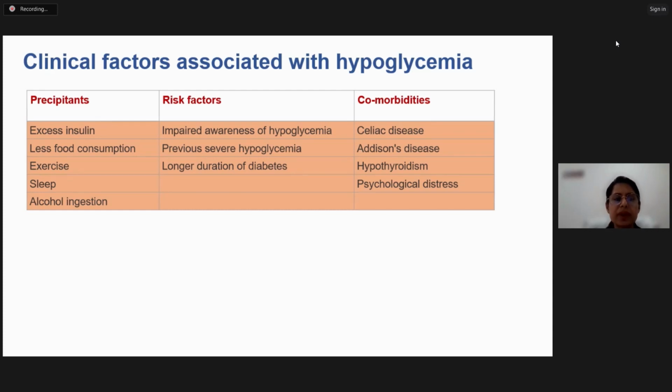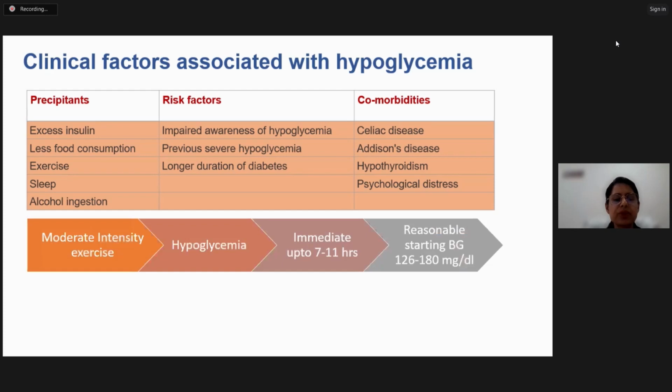If we talk about the major precipitating factors, coming to exercise, moderate intensity exercise can trigger hypoglycemic reactions. It is very important to understand that hypoglycemic reactions can be immediate, or they can last up to 7 to 11 hours in case of type 1 diabetes. So if a child does excessive activity during the evening but experiences hypoglycemia at midnight, we have to correlate it with the activity or their eating patterns.